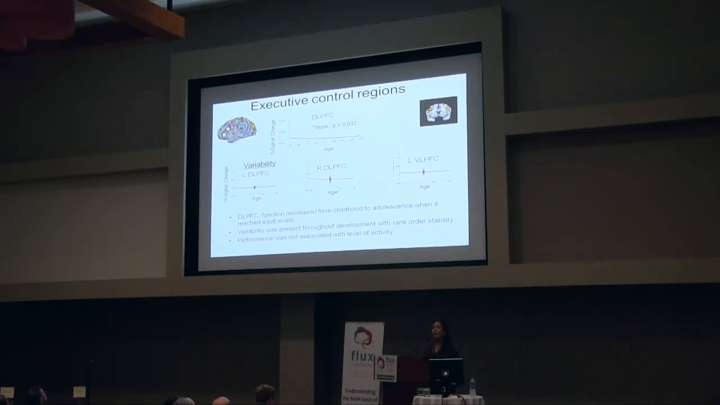Then we looked at the executive control regions at ventrolateral and dorsolateral prefrontal cortex. And what we found there was a robust association with age. However, what we found was that the growth pattern occurred from childhood to adolescence, so that by adolescence, the decrease in the need to use prefrontal cortex had reached adult levels. So keep that in mind. And also keep in mind from the previous slide that frontal eye field activity was also equivalent in adolescence. You'll see that it all makes sense.